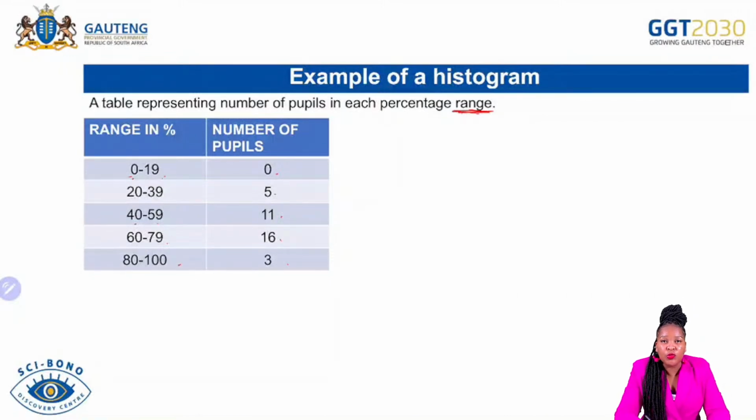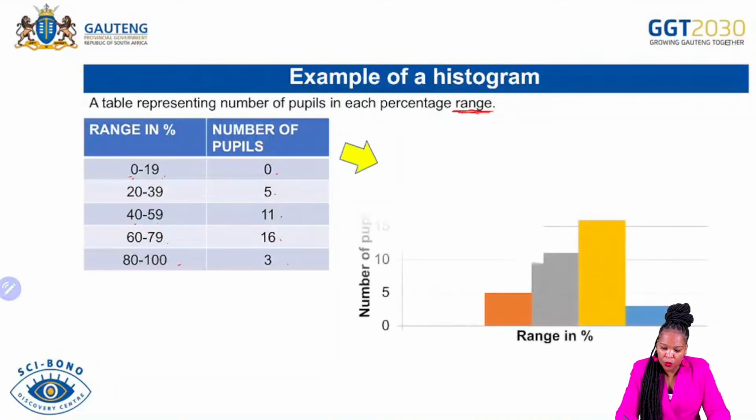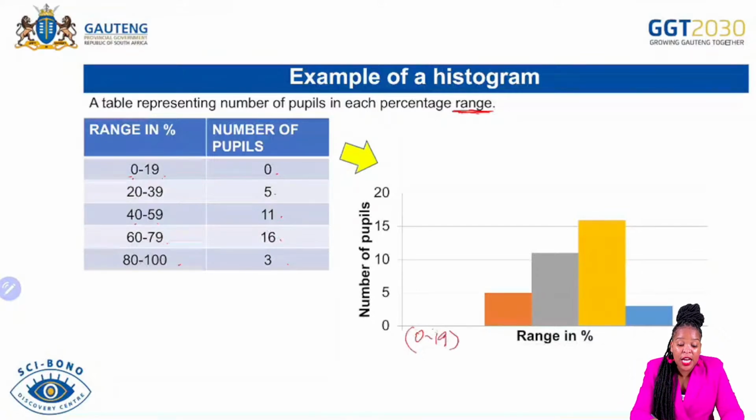So how are you going to put this in a histogram? There we go. This is a diagram of a histogram. The range in percentage would be the first range, the first values here will be from 0 to 19. So that is your first range. And then your second one, where there is 5, you're going to have what? It's 20 to 39. So that is your second range.